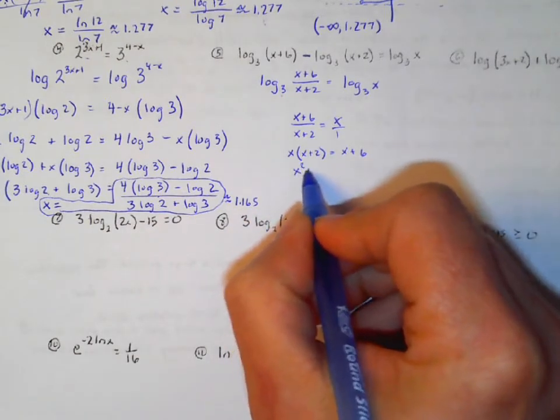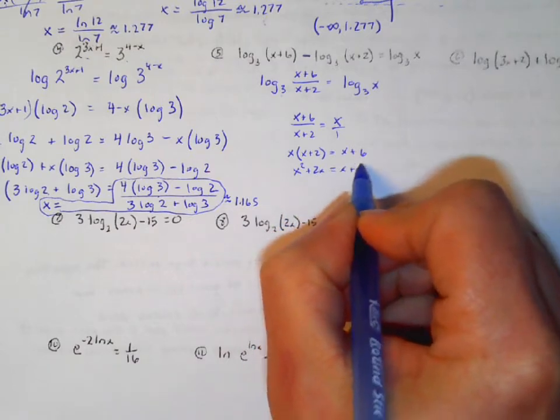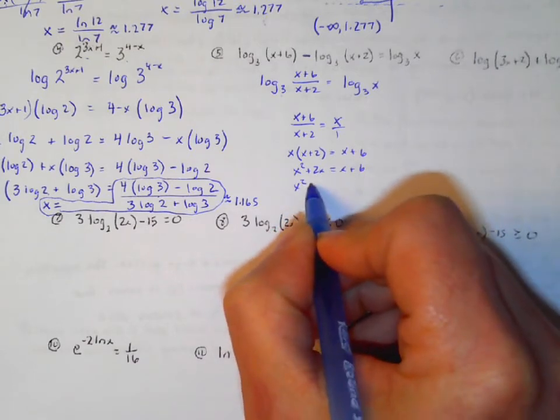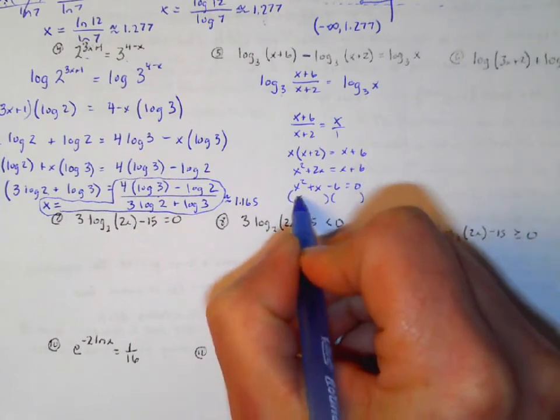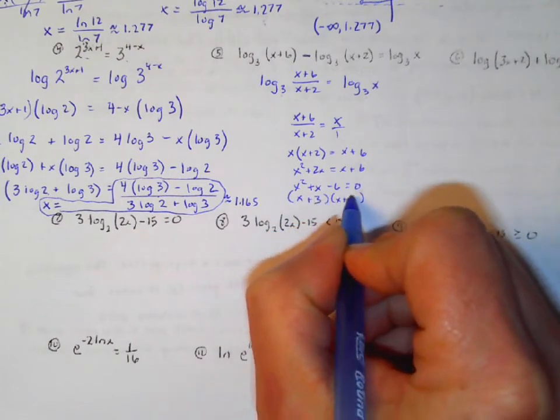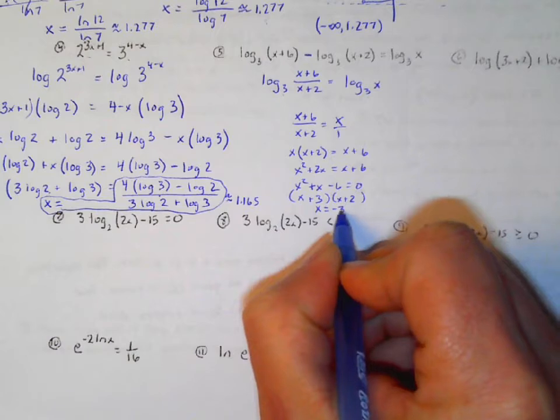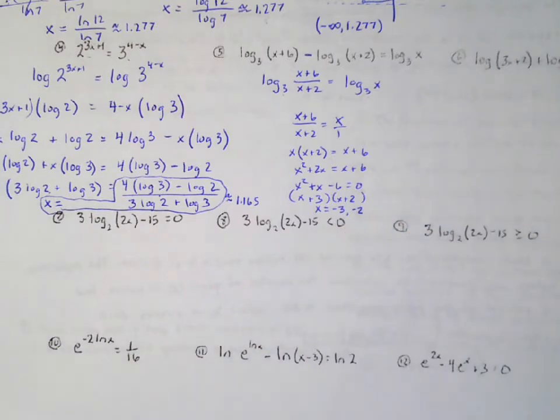Then I just have a quadratic to solve, right? This is x squared plus 2x. Subtract the x over, minus the 6. Factor it, and I get x equals negative 3 and negative 2.